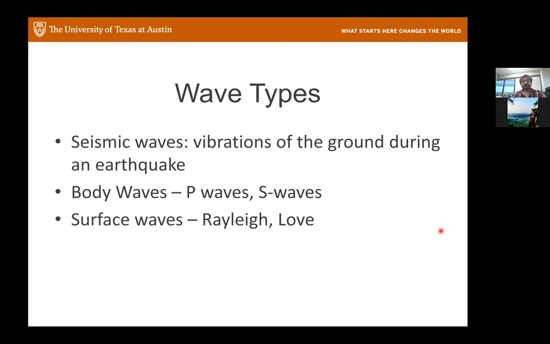Now, as I told you, whenever there is a slip in the fault plane, it causes vibrations on the ground. And they give rise to different kinds of waves. These waves are basically categorized into two types. One is the body waves. In the body waves, you have P waves and shear waves, and then surface waves, Rayleigh wave and Love wave. And Kyle did talk about this a little bit yesterday.